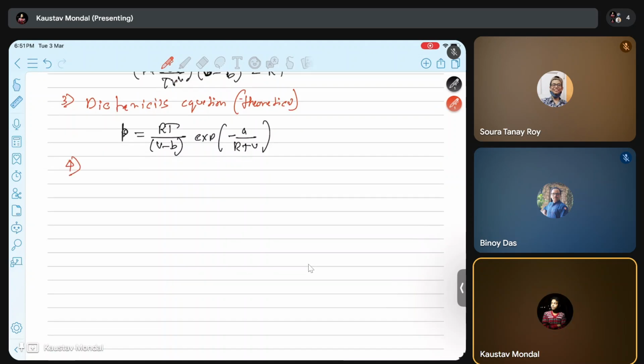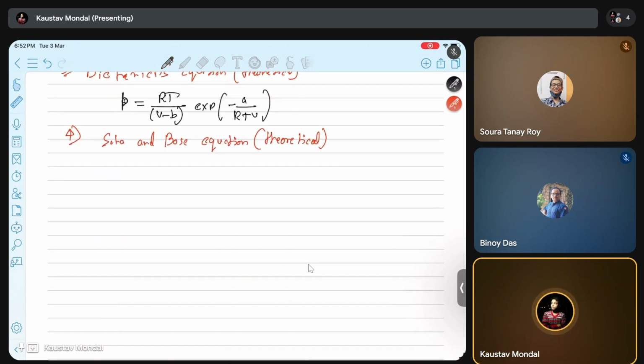Lastly, the Saha and Bose equation. This is also theoretical; it has been theoretically proved using the concept of statistical mechanics basically. So here also P is RT over V minus B, times exponential of minus A by RT V, into log of V minus 2B.